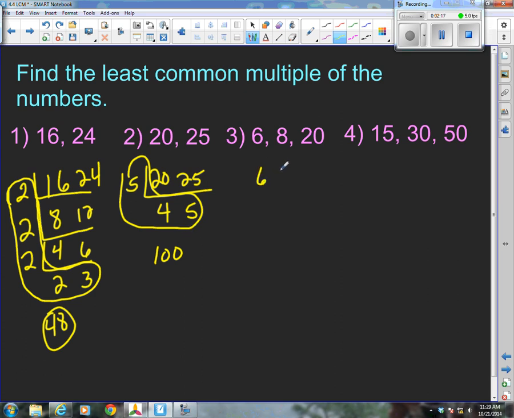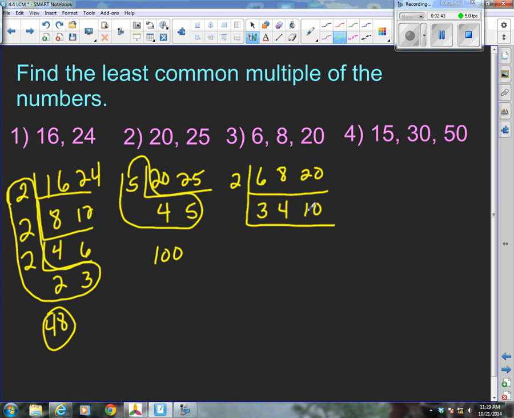Moving on, I've got 6, 8, and 20. I've got 3 numbers now, and these are handled a little differently than we handle the greatest common factor of 3 numbers. Is there a number that goes into all 3? Yes, and that number is 2. So I get 3, 4, and 10. Now, there is not a number that goes into all 3 of those numbers, but with least common multiple, that doesn't quite matter. What we're going to look for is a number that goes into at least 2 of these.